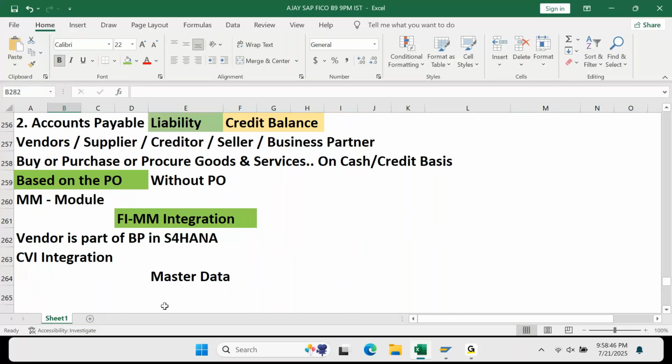Whatever you're purchasing from the vendor, if your purchase is going to the balance sheet, is it called capex or opex? Capex. Whatever is going to the balance sheet is called capex.